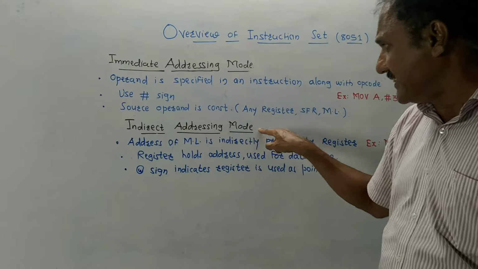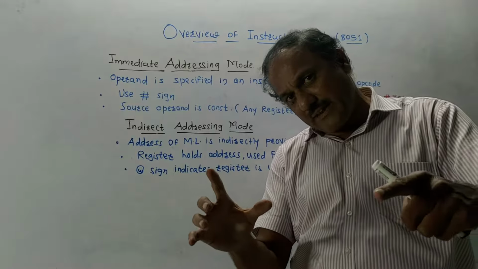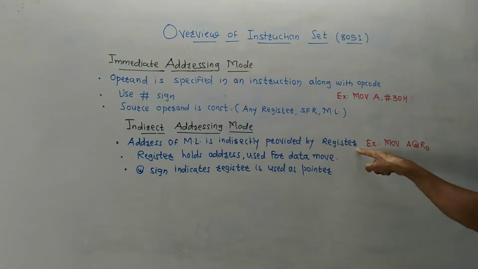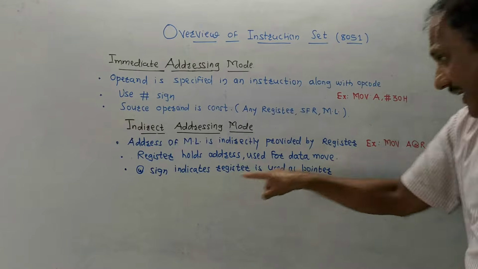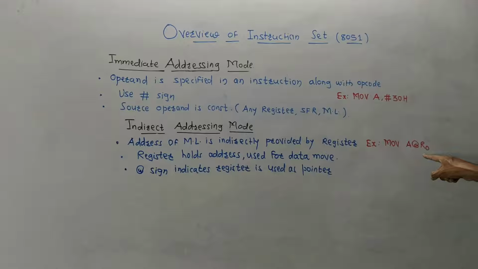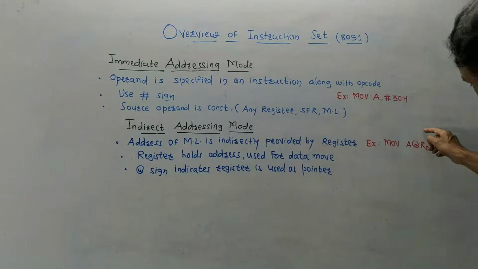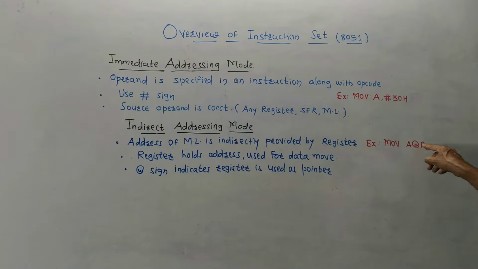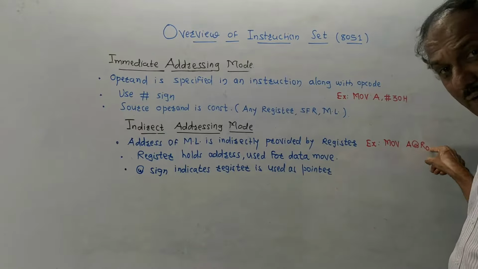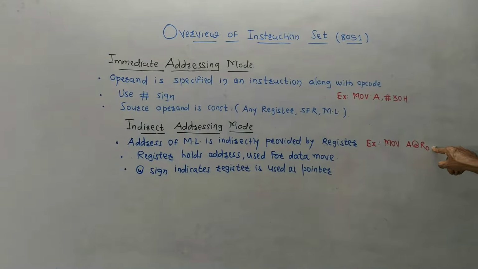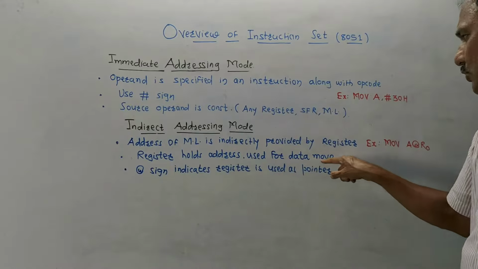Next is indirect addressing mode. As the name indicates, it is indirect method. That means address is mentioned, data is not mentioned. So address of memory location is indirectly provided by the register. For example, MOV A, @R0. This sign @ indicates register is used as a pointer. इसका क्या मतलब है? R0 एक रजिस्टर है जिसमें एड्रेस स्टोर किया है. सो एड्रेस ऑफ दैट रजिस्टर इज मेंशन्ड बाय दिस सिंबल एंड that data we have to move to accumulator A, but data is not available over here. Address where the data is stored, this address is held by register R0. So register holds the address used for data move.